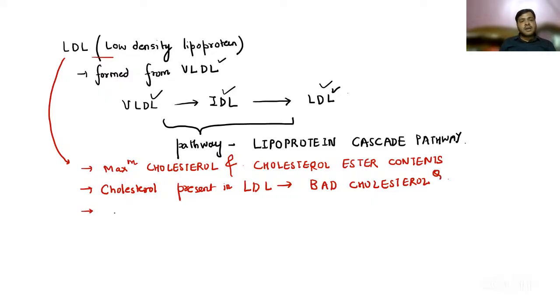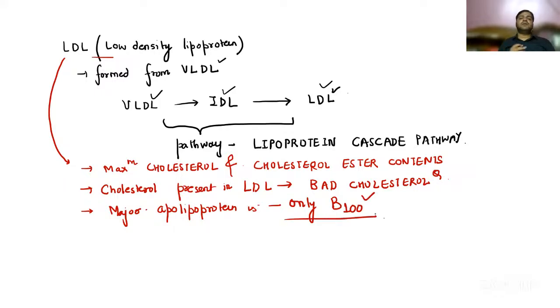And the major apolipoprotein in low density lipoprotein is only B100. It is the name that you have to remember. It is only B100. Yes, yes, I got confused. It happens. Not an issue.